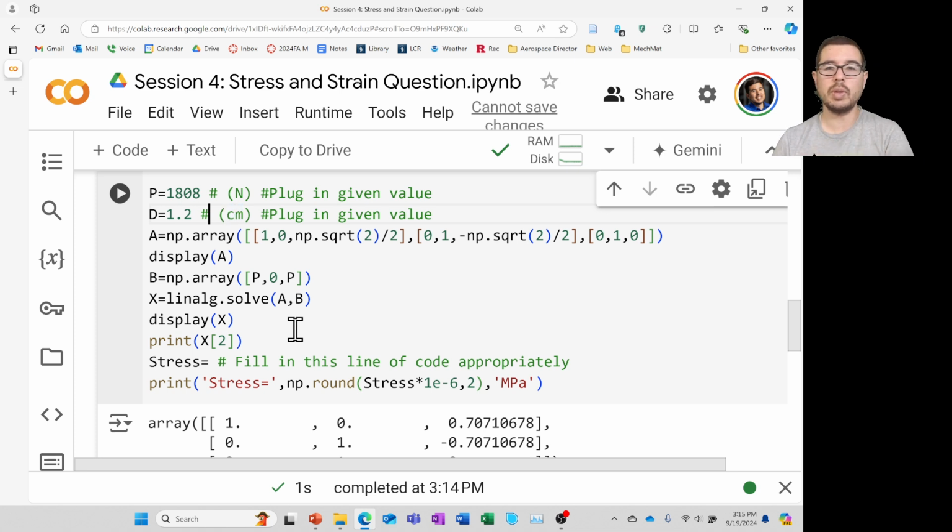So you would multiply by 1/100th, or 1e to the minus 2, to be able to get this into meters immediately. But I didn't do that.